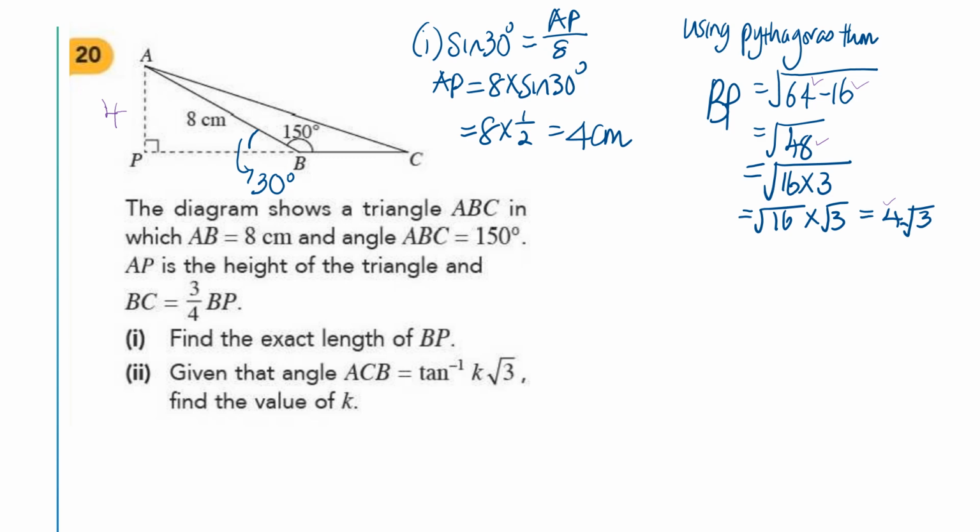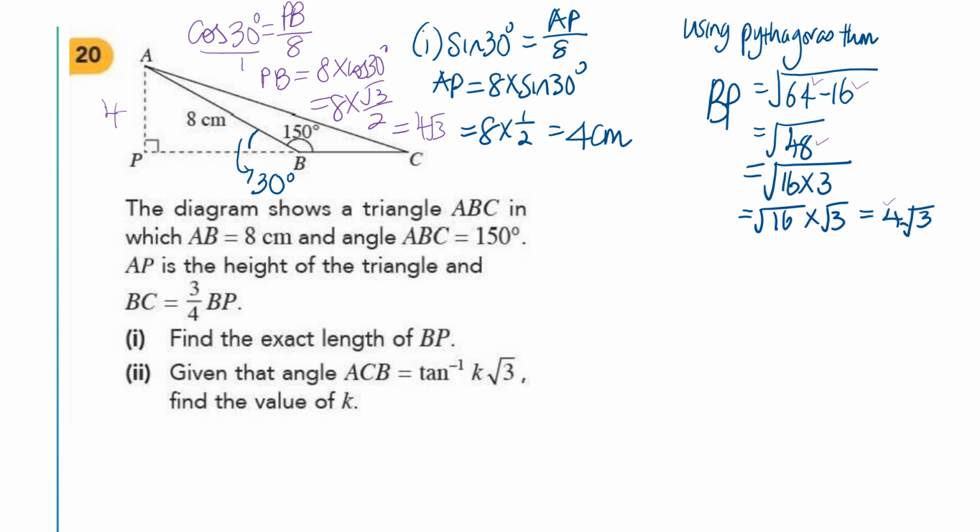But if you're going to use cosine 30, you'll find that you can do away with the Pythagoras theorem. So cosine 30 will be adjacent over hypotenuse, which is PB over 8. So therefore, do a cross multiply, PB is 8 times cosine 30. And cosine 30 is square root 3 over 2. So that will give you 4 square root 3, which is the same answer as what we found earlier on. So you can use sine 30 or cosine 30, up to you.